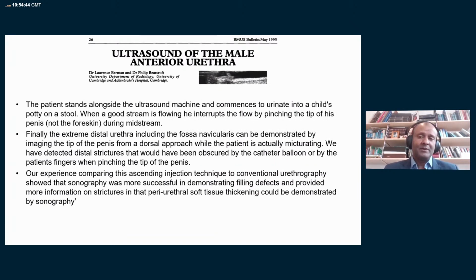They then took this the next step and said, rather than putting a catheter in, see if they can get the patient to void. So they asked the patient to void, and then midstream, the patient would pinch the end of the penis to then distend the urethral lumen and the urethra. And they could then demonstrate very good images of the distal urethra, which you cannot get with a urethrogram. And they were able to detect strictures in the distal urethra that were obscured by the catheter balloon if you were doing a retrograde urethrogram. And they found a very successful technique for demonstrating these filling defects and also periurethral soft tissue thickening.